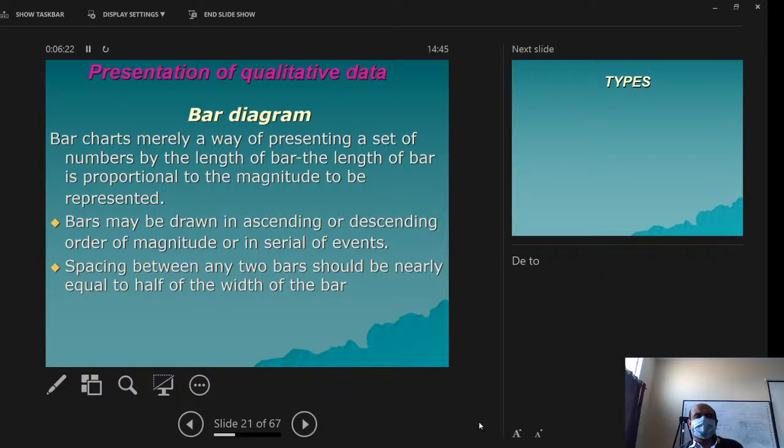A bar chart is merely a way of presenting a set of numbers by the length of the bar. The length of the bar is proportional to the magnitude of the represented data. Bars may be drawn in ascending or descending order of magnitude, or in serial order of events. Spacing between any two bars should be nearly equal to half of the width of the bar.